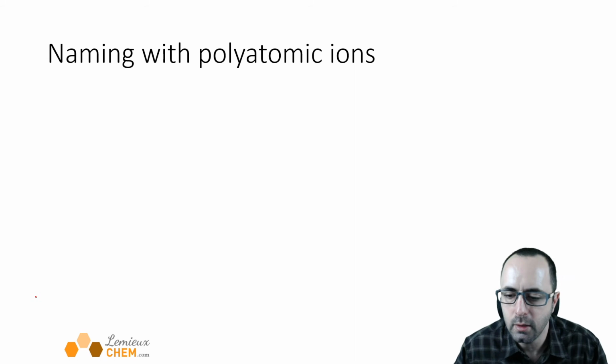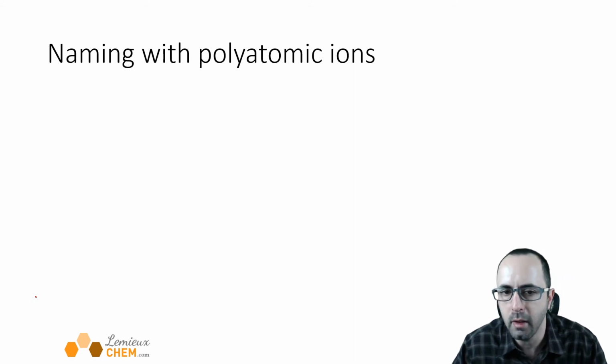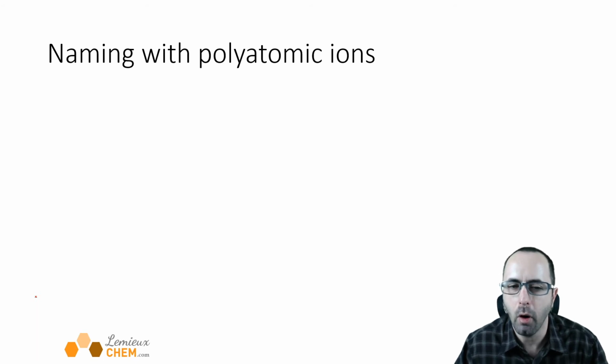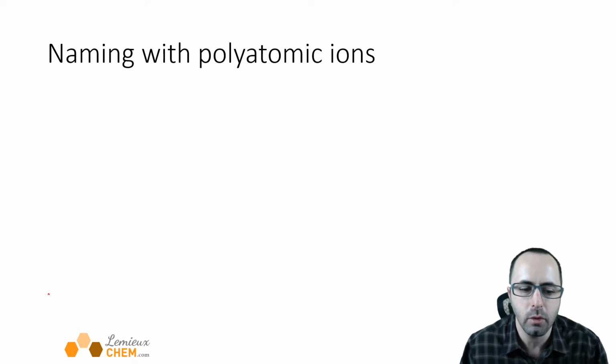Finally, you'll also have to deal with polyatomic ions, particularly polyatomic negative ions. We've been dealing with only monatomic negative ions, and notice their names have always ended with "ide." So now when we get to the polyatomic ions, many of them end with "ate" and "ite." So that's how you'll be able to recognize them.